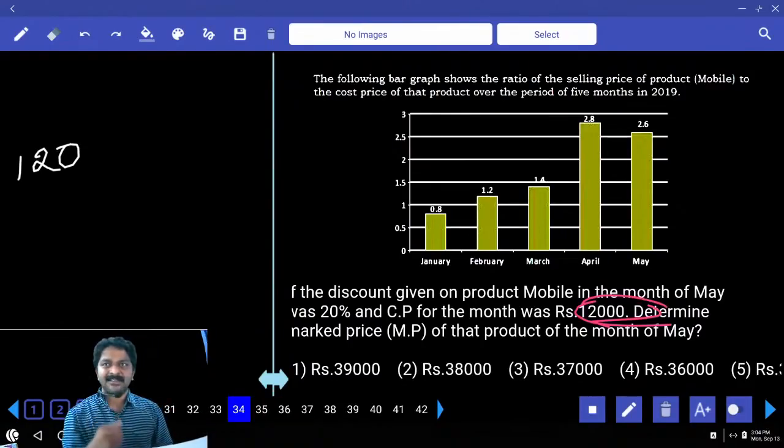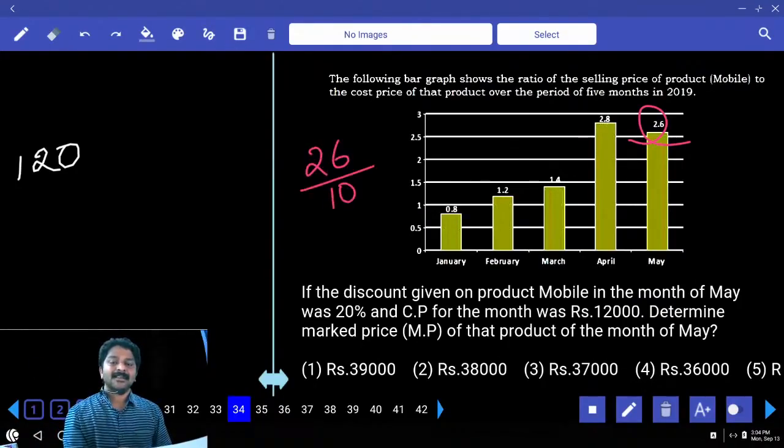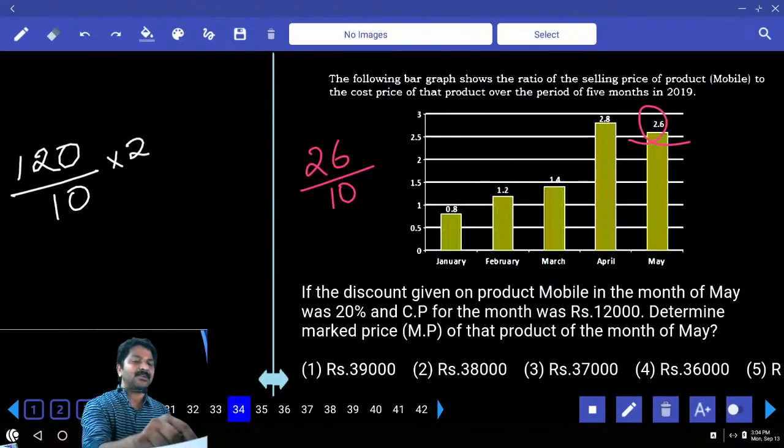120. Cost price is always 100%, right? Now, for the month of May, the ratio is 2.6. We can write it as 26/10 only. So cost price is 10 parts, then 1 part is equal to 12,000 divided by 10. Are you clear? Selling price is equal to 26 parts, that is into 26.